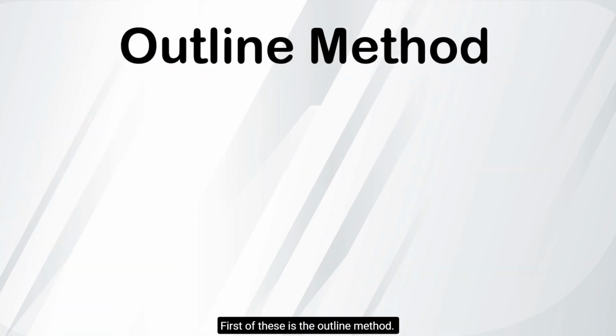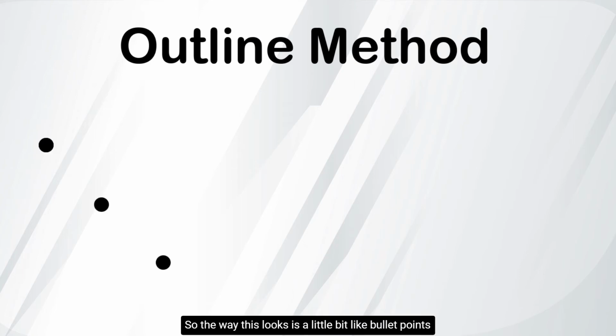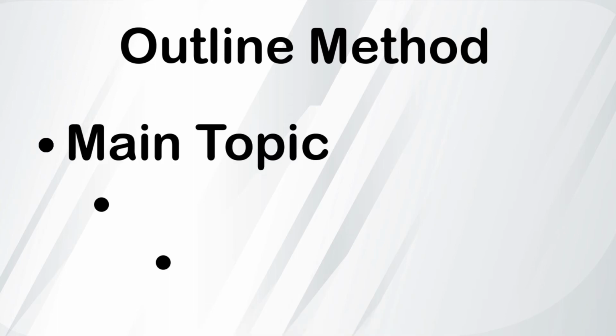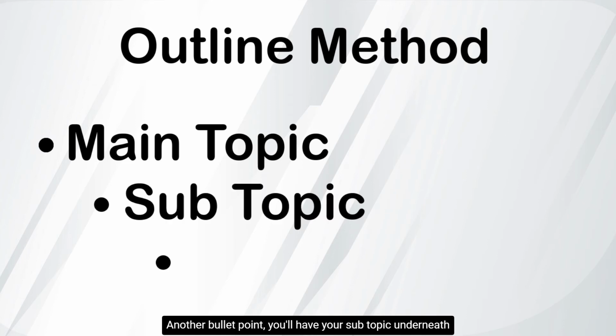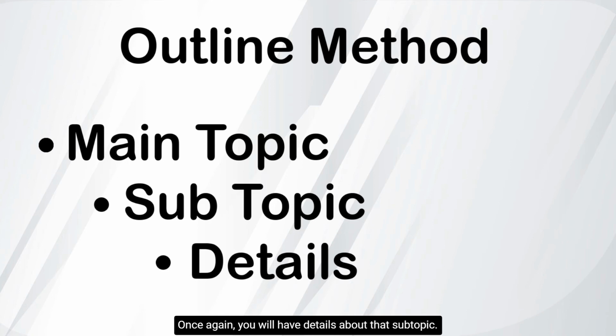First of these is the outline method. The way this looks is a little bit like bullet points on Word. The first thing you'll have is your main topic. And then underneath that, with a little tab on the end and another bullet point, you'll have your subtopic. Underneath your subtopic, tabbed once again, you'll have details about that subtopic. So really, this is a tabulated form of organizing your information so that you see exactly what fits underneath each other using this tabulated system.